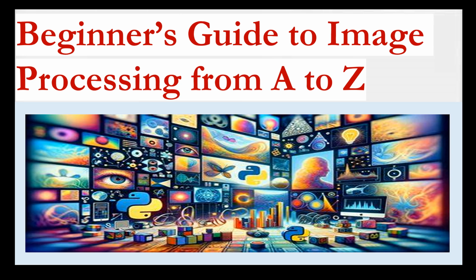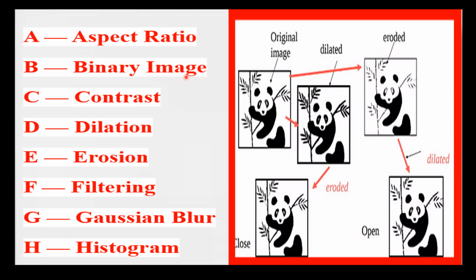In this A to Z glossary, we will discover the fascinating world of image processing. So let's get started. First is aspect ratio. This is the ratio of an image's width to its height. For example, a 16:9 aspect ratio means the width is 16 units and the height is 9 units.